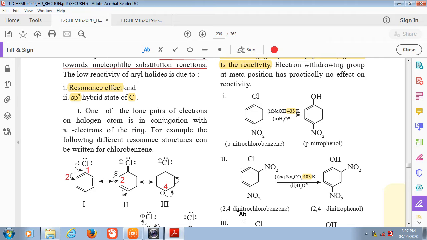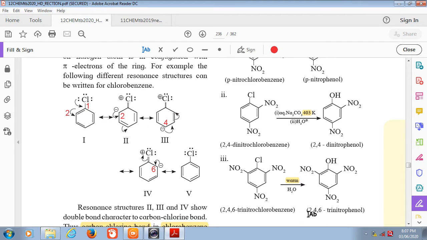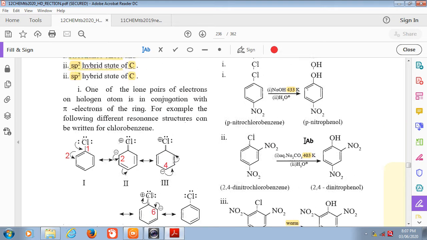So 2,4-dinitrochlorobenzene is more reactive than para-nitrochlorobenzene. And if we add one more NO2 group or withdrawing group, then there is no need of heating. Simply warm conditions are required and we get 2,4,6-trinitrophenol as the product.